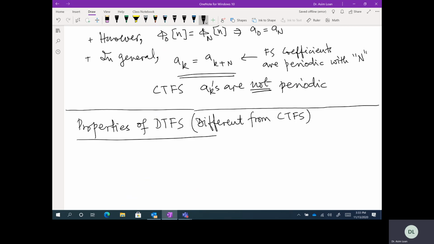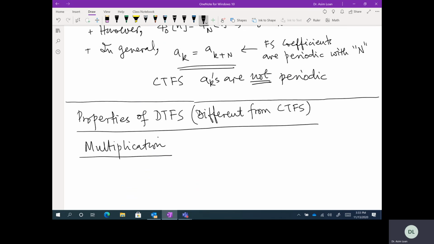So what are these properties? These properties are multiplication and the first difference. There is no derivative here. So what happens in multiplication?